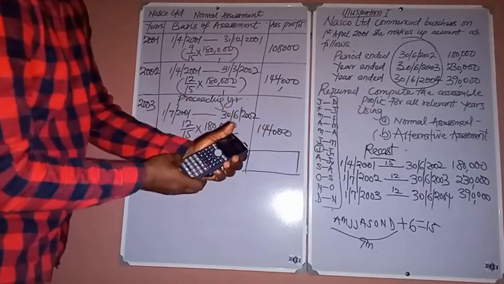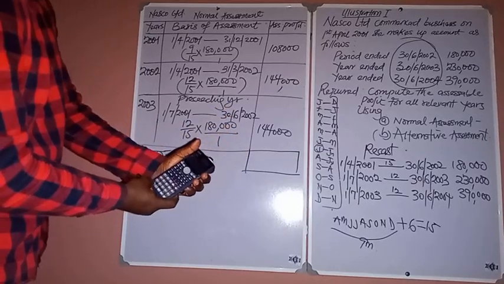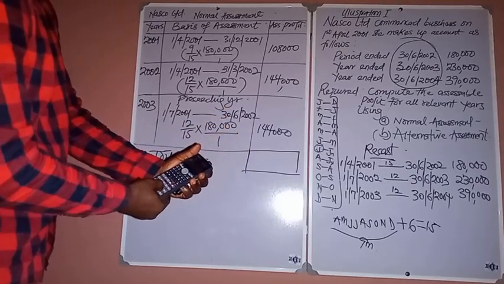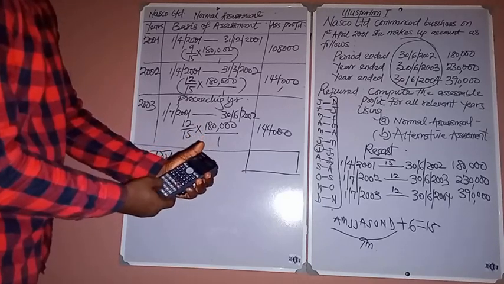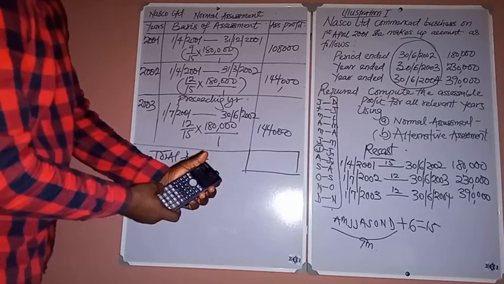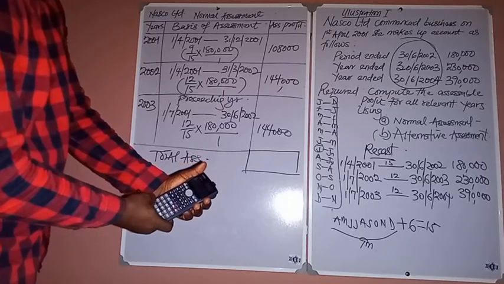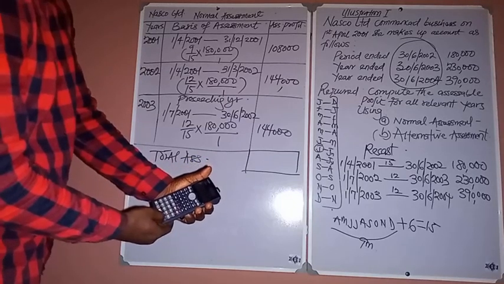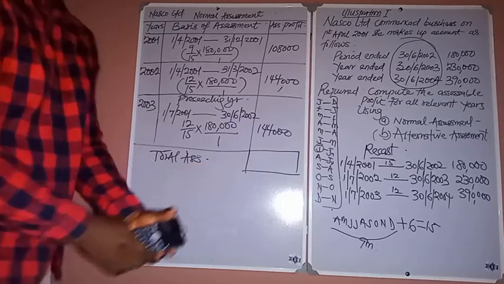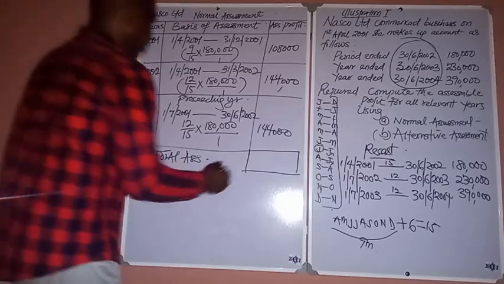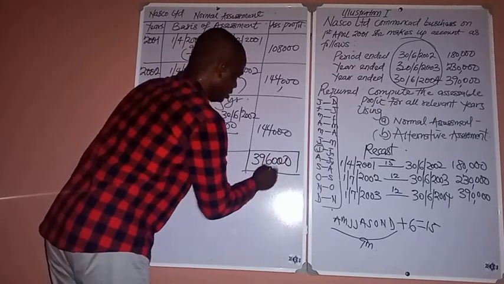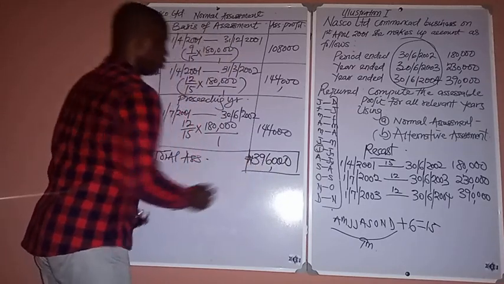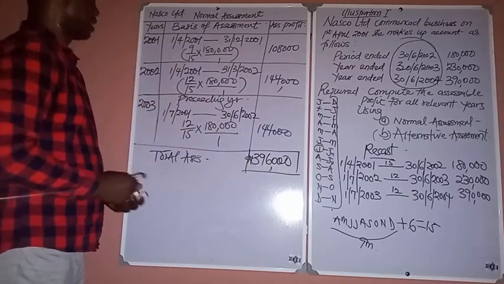Now, 108,000 plus 144,000 plus 144,000. I'm having 396,000 naira. 396,000 naira. So this is what we got under the normal basis of assessment.